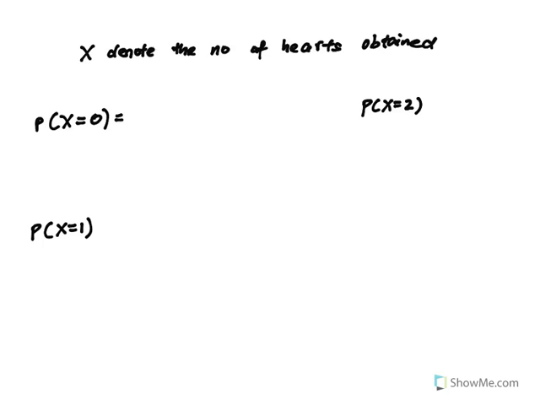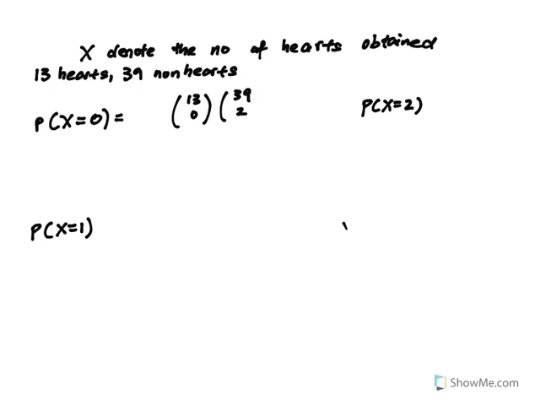We can see this as the number of ways not to draw any hearts. There are a total of 13 hearts in one deck, and a total of 39 non-hearts. We want to draw 0 hearts, so out of the 13 hearts I choose 0, which is very trivial, and out of the 39 non-hearts I choose 2, over the total number of ways to choose 2 cards, which is 52 choose 2.